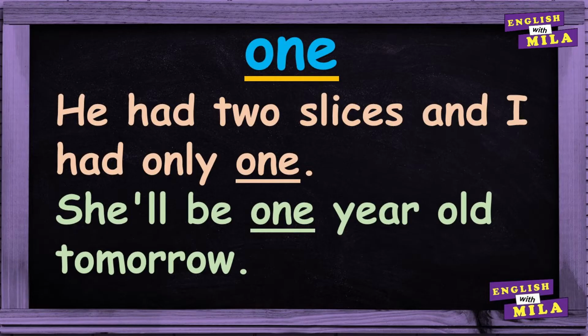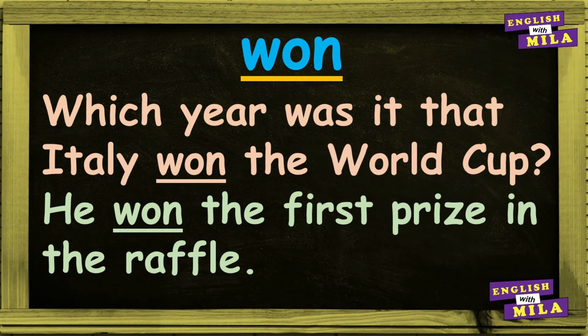Step number 3 is when you need to find as many example sentences with these English homophones as possible and practice their pronunciation till you feel that you can pronounce these sentences without any kind of stumbling. So, let's start. One. He had 2 slices and I had only one. She'll be one year old tomorrow. And won. Which year was it that Italy won the World Cup? He won the first prize in the raffle.